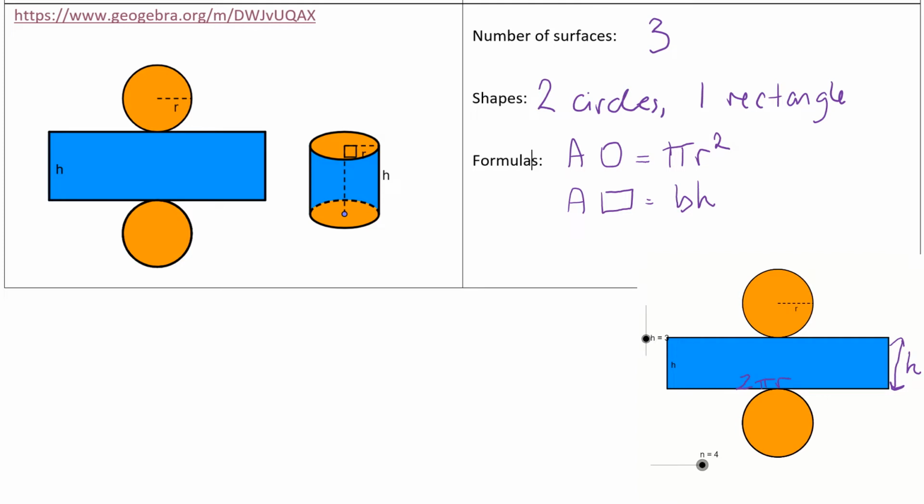So the formula for the surface area of a cylinder, we have 2 circles, so 2 lots of pi r squared, plus the area of a rectangle, which is base times height. The base is 2 pi r times h. So this is the surface area: 2 pi r squared plus 2 pi r h.